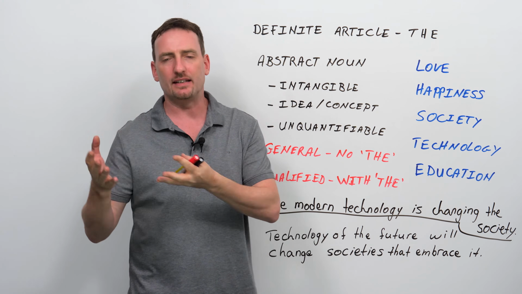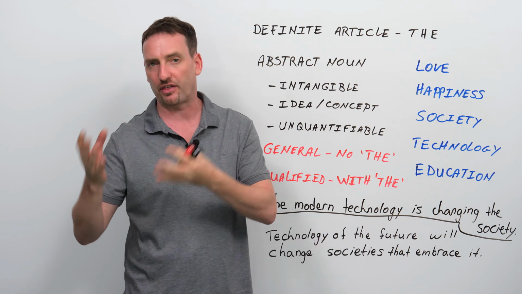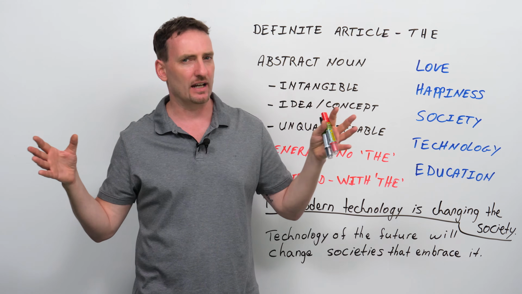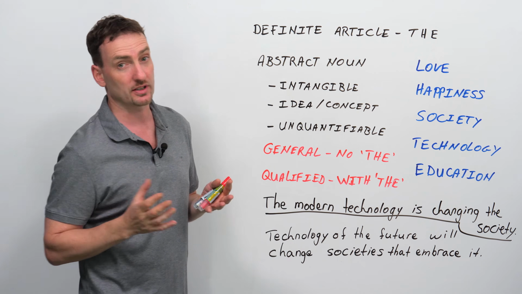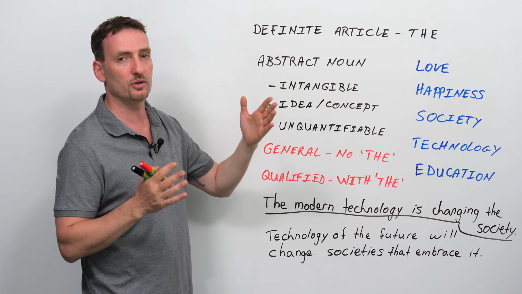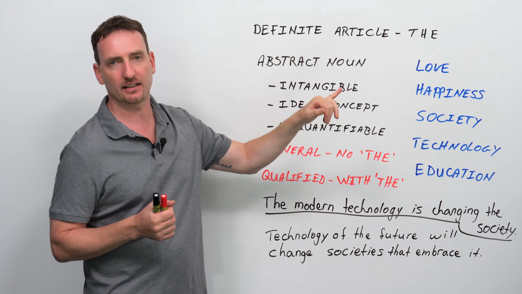There are so many different rules and so many different usages of the articles, the, or an, or no article. So I can't obviously look at everything. I'm going to look at one very specific element or usage of the article. I'm going to look at how to use or when not to use the article the with abstract nouns.